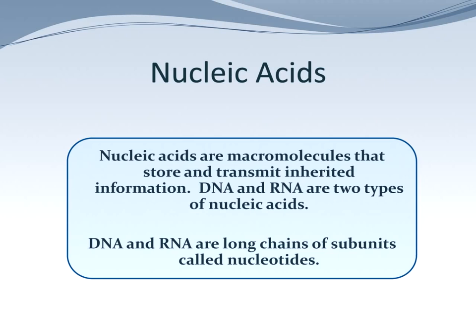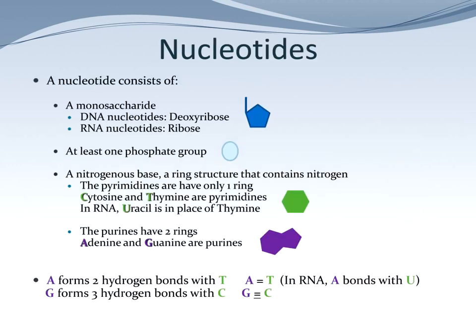Nucleic acids act as a form of information storage. They can be passed on from one cell to another and from one organism to another. There are 2 major types of nucleic acids. One is called DNA and the other is called RNA. Both DNA and RNA consist of long chains of monomers called nucleotides.